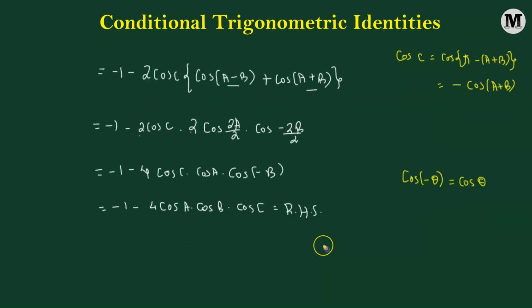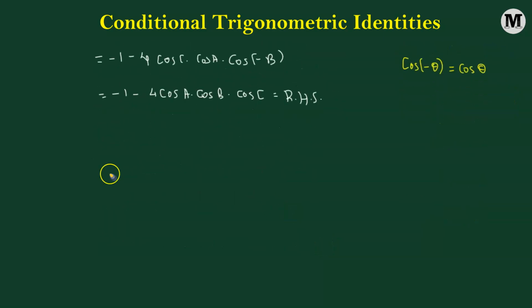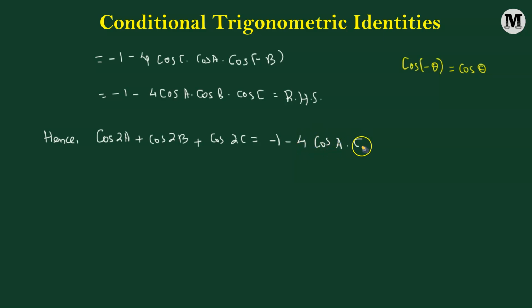Hence we can say that if we take cosine of 2A added to cosine of 2B plus cosine of 2C, that's going to equal -1 minus 4 multiplied to cosine of angle A times cosine of angle B times cosine of angle C, whenever we have A plus B plus C equals pi radians. Hence proved.